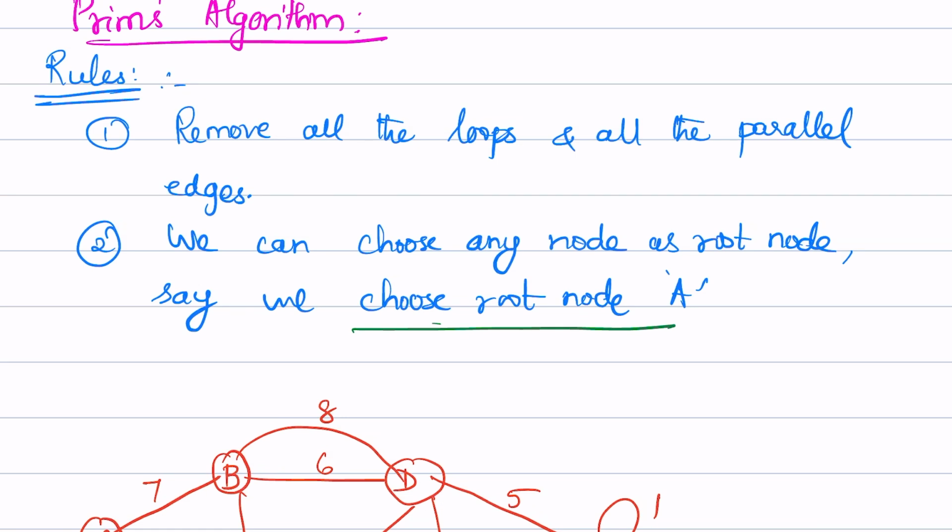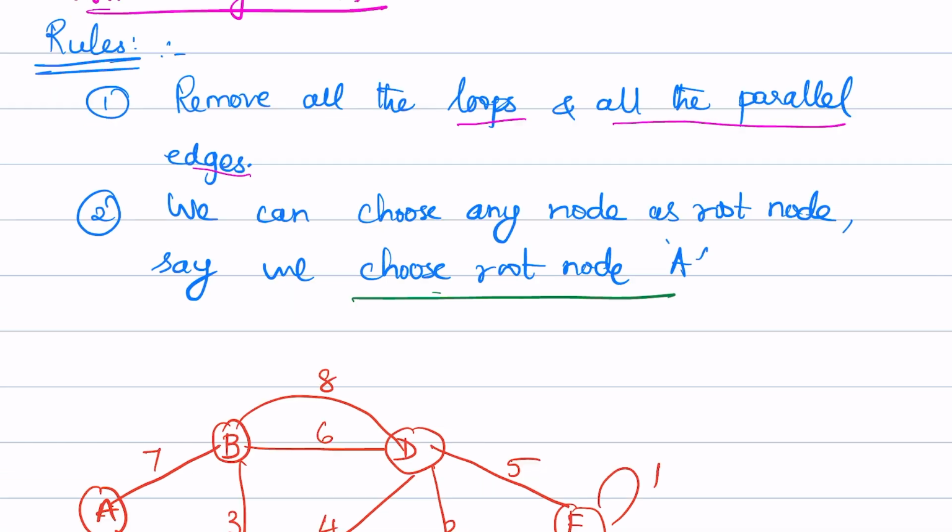To see about the Prim's algorithm. So Prim's algorithm is used to find the minimum spanning tree for a given graph. So let us see first the rules. The first rule in Prim's algorithm is that we have to remove all the loops and all the parallel edges. And the second rule is that we can choose any node as the root node.